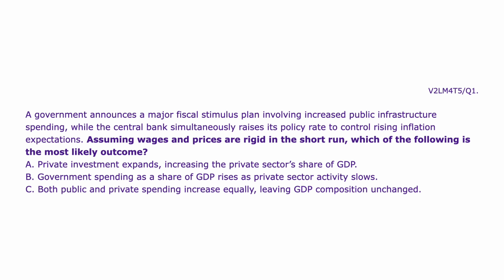Assuming wages and prices are rigid in the short run, which of the following is the most likely outcome? A. Private investment expands, increasing the private sector's share of GDP. B. Government spending as a share of GDP rises as private sector activity slows. C. Both public and private spending increase equally, leaving GDP composition unchanged.